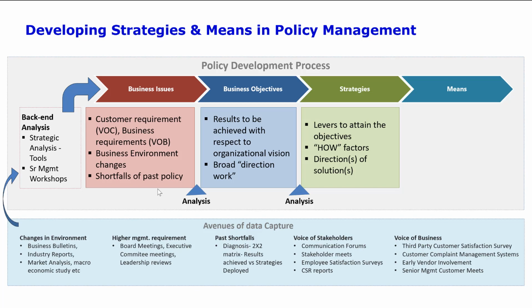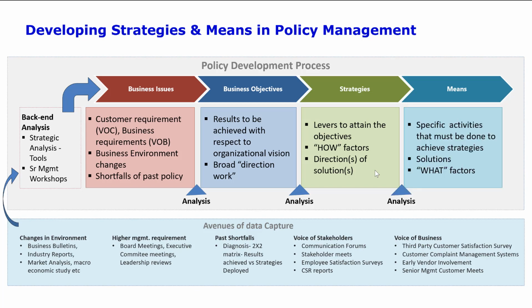So the direction of solution might be different, and that's how one strategy is different from the other. And eventually these strategies will get fulfilled only through specific activities or the solutions or the projects. So as you can see, the objectives are the broad direction of work, strategies are the how factors, and means are the what factors.